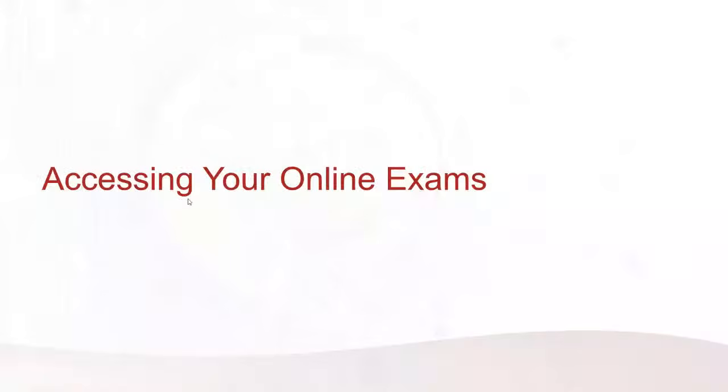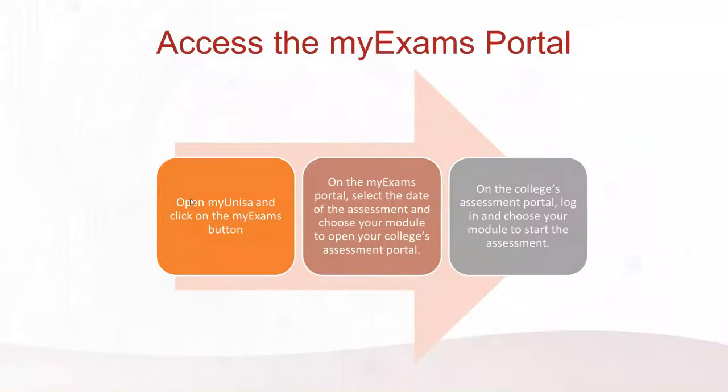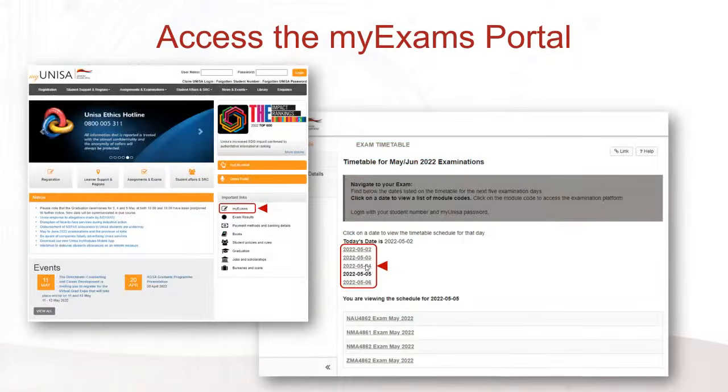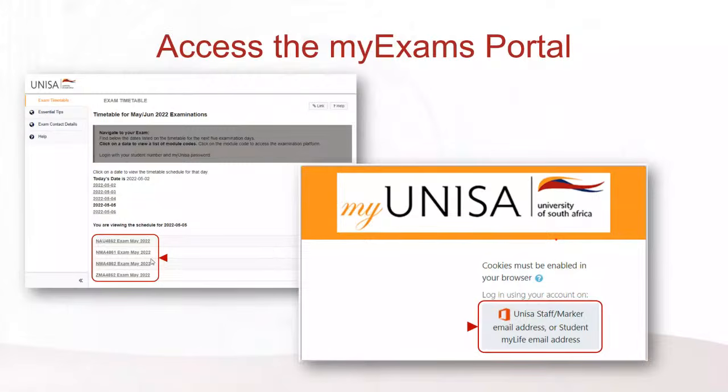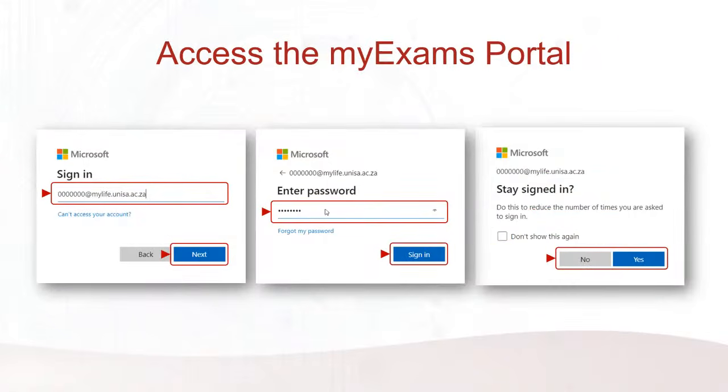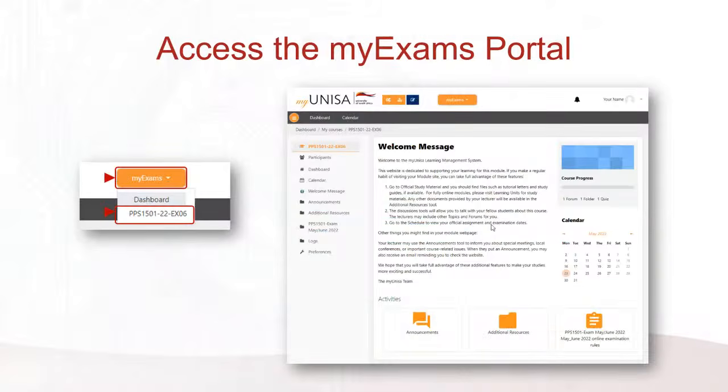Okay, so writing your exams is very easy to access through the myExams portal. Remember, you're not going to write on modules, but you can access the exam portal from myUnisa. From there, you click on the myExams portal link. You select the module that you will be writing on the day, and that will open up your college's instance of the exam. Click on myExams, click on the day, and then finally you click on your module, and it will open up the exams portal where you log in with your myLife email address and your myUnisa password.